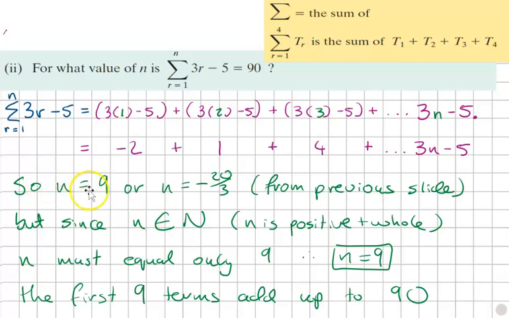Okay, so n is equal to 9, or else n is equal to minus 20 over 3. So that's from the previous slide. But since n must be an element of the natural number set, n is a positive whole number because it's an amount of something, n must be equal to only 9. So n is equal to 9, so the first 9 terms add up to 90. So if you were to keep going and adding on, you would eventually get up to 90, and you would count that you have 9 terms in total to get to 90.